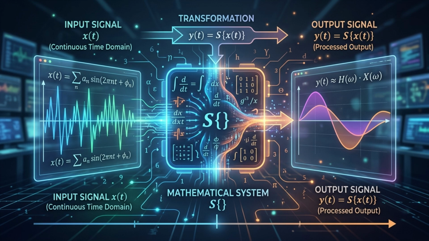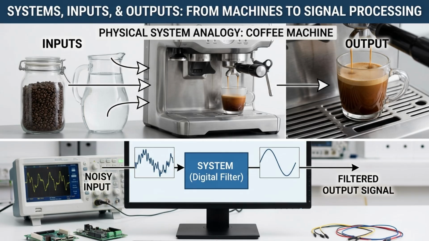Mathematically, a system can be viewed as a transformation. If the input signal is represented by x(t), the system processes that signal and generates an output y(t). This input-output relationship forms the foundation of system analysis. Intuitively, a system can be compared to a machine that receives something, modifies it, and delivers a result. For example, a coffee machine receives water and coffee beans as inputs and produces coffee as an output. In signal processing, the concept is similar, except signals replace physical materials.